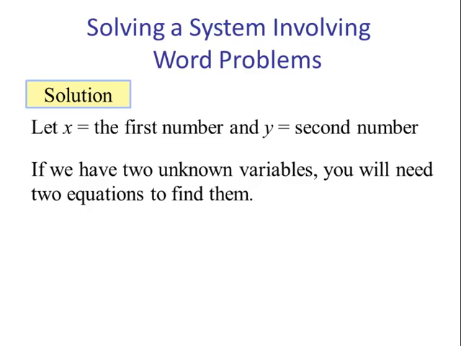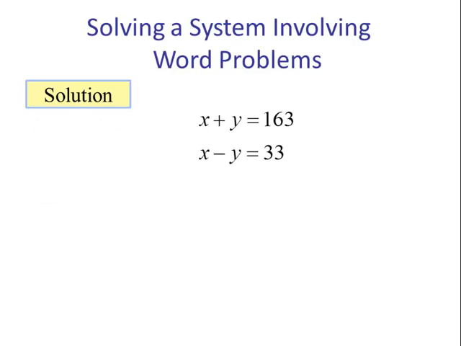Now since we know that the sum of the two numbers is 163, that equates to x plus y equals 163. Difference means we subtract, so x minus y equals 33. Now we have our system. The easiest way to solve this system is by elimination. If we were to add these two equations as they are, the y's will cancel.